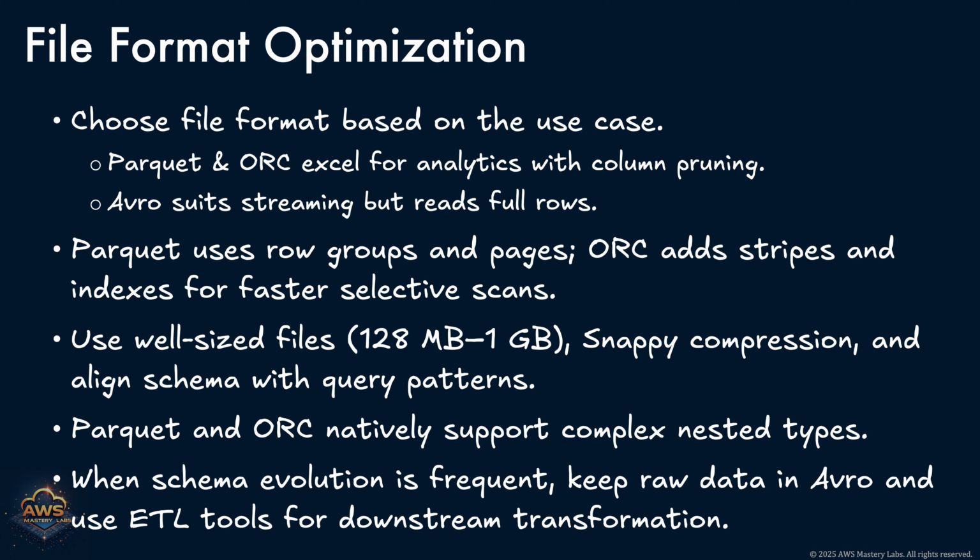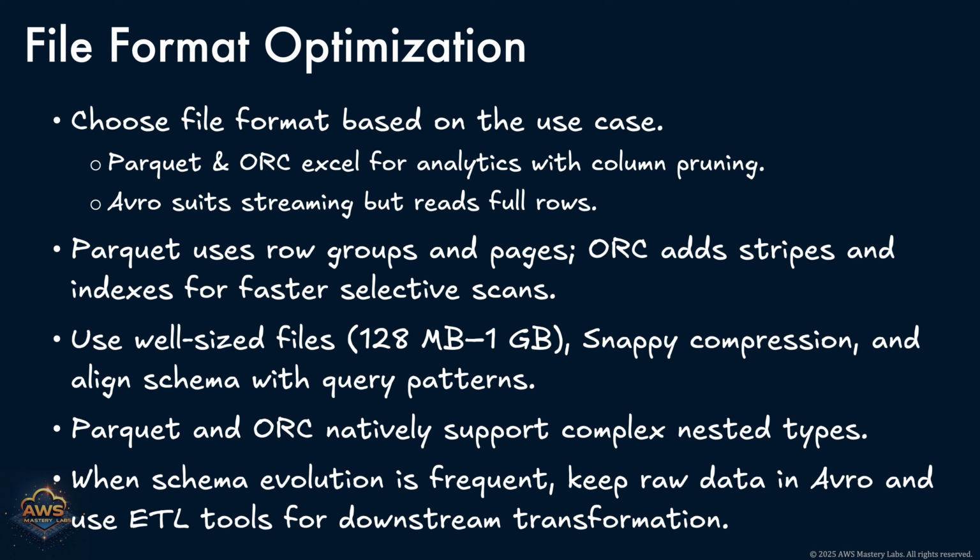To get the best performance from Parquet, use multiple, evenly sized files, ideally between 128 megabytes and 1 gigabyte, to maximize parallel processing. Apply Snappy compression for a good balance of storage savings and read speed, and design your schema and partitioning to match common query patterns.